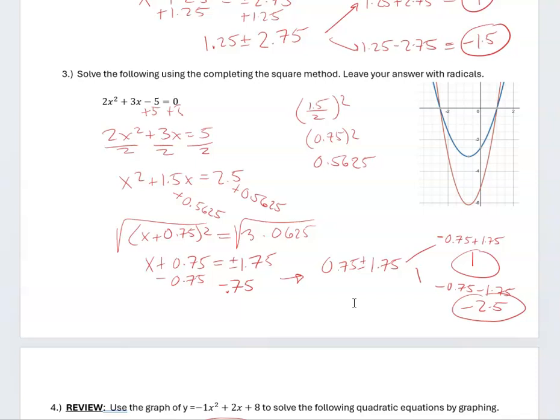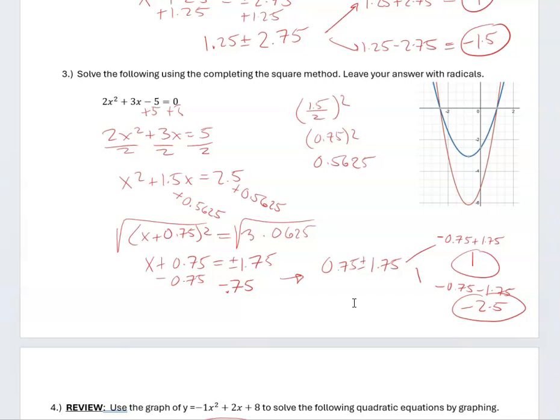Number 3, you are going to divide by 2. You can divide by 2 before you add the 5 to the other side or after. It doesn't matter. So we're going to divide by 2, divide by 2, divide by 2. You get x squared plus 1.5x equals 2.5. Remember, this is different but equivalent to the first equation, which means they will have the same exact solutions.